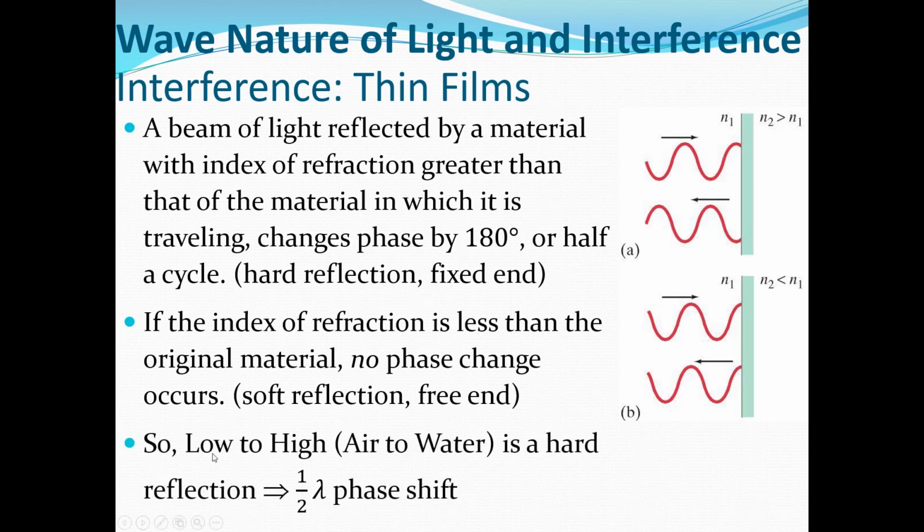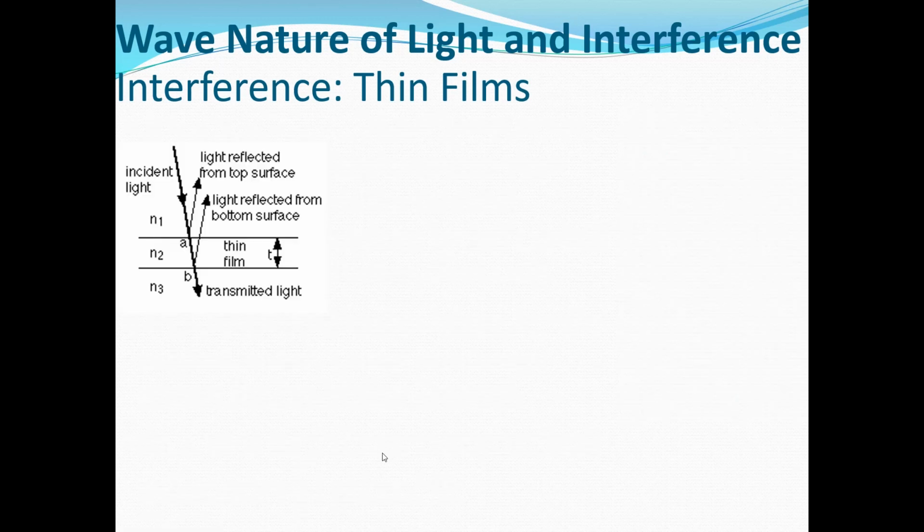All right, so a good example is going from air to water, which we would consider a hard reflection. The light beam that's reflecting off that surface would be half a phase shift, half a wavelength phase shifted. All right, so here's an example. We have two beams traveling.